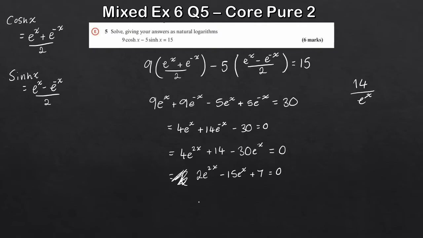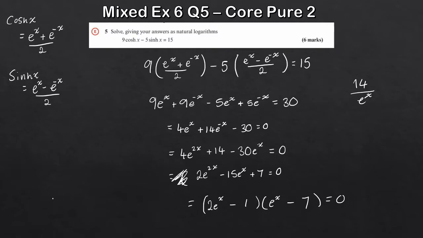Okay. And now let's factorise this. So this will be 2e to the x minus something, and then e to the x minus something. Now they're both going to have to be minus in this case, because that's a negative term in the middle, and this is positive. So which way around will this go? This will be 2e to the x minus 1, and that will be minus 7. Okay, because that'll give you minus 14, minus another 1, gives you minus 15. Perfect. So we've got 2e to the x minus 1 times e to the x minus 7 is equal to 0. So now we just need to solve from here.